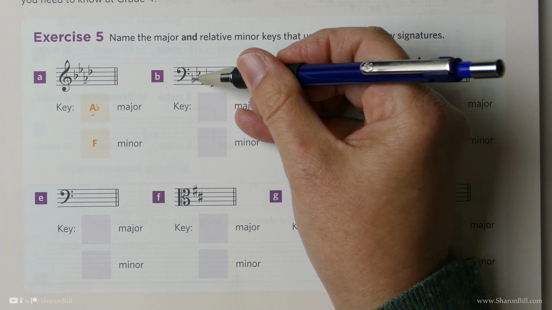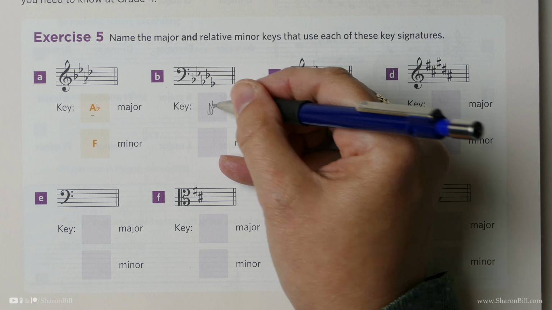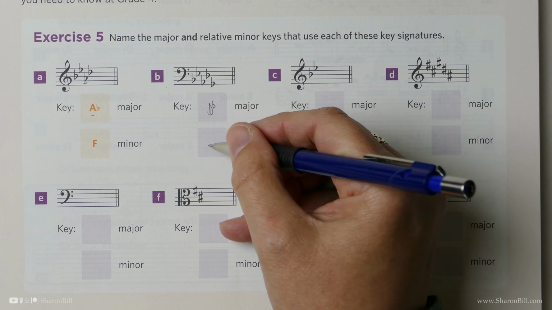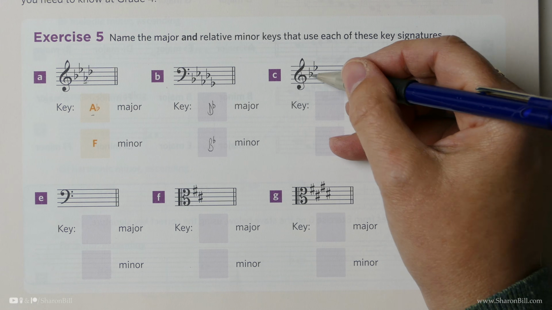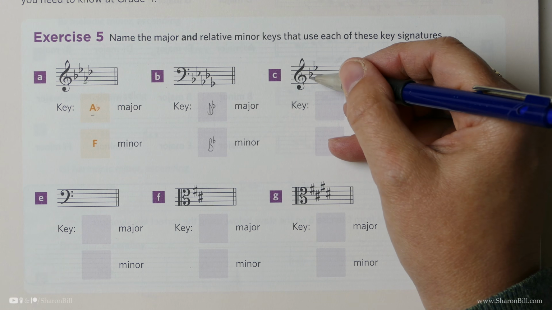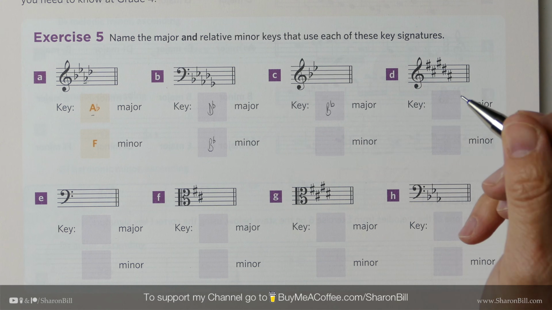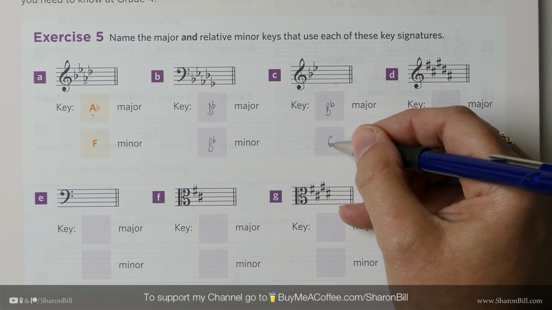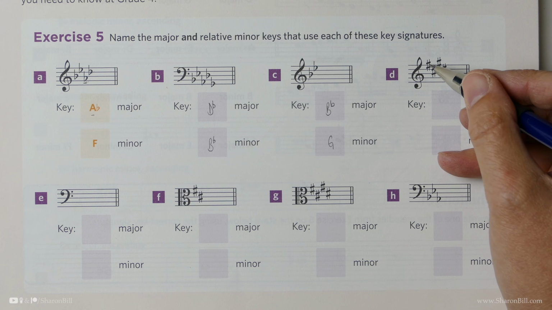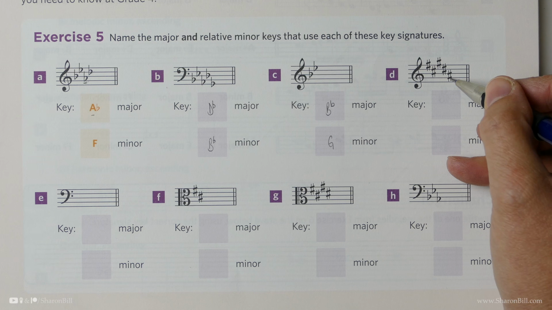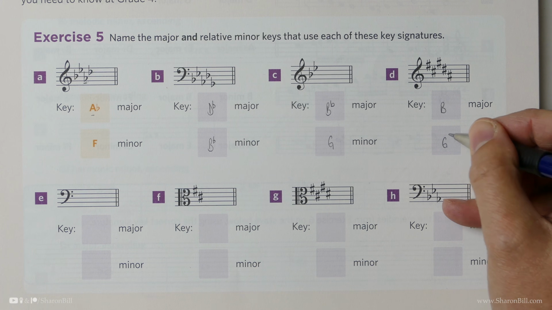So 5 flats, B, E, A, D, G flats, is the new D flat major key that we've learned in this grade, which gives us the B flat minor related key. Now 2 flats is B flats and E flats. B flat plus 1 is B flat major. And our related key to that is G minor. Now we have 5 sharps here, F, C, G, D, A. That's our new major key of B major, and that's our new minor key of G sharp minor.